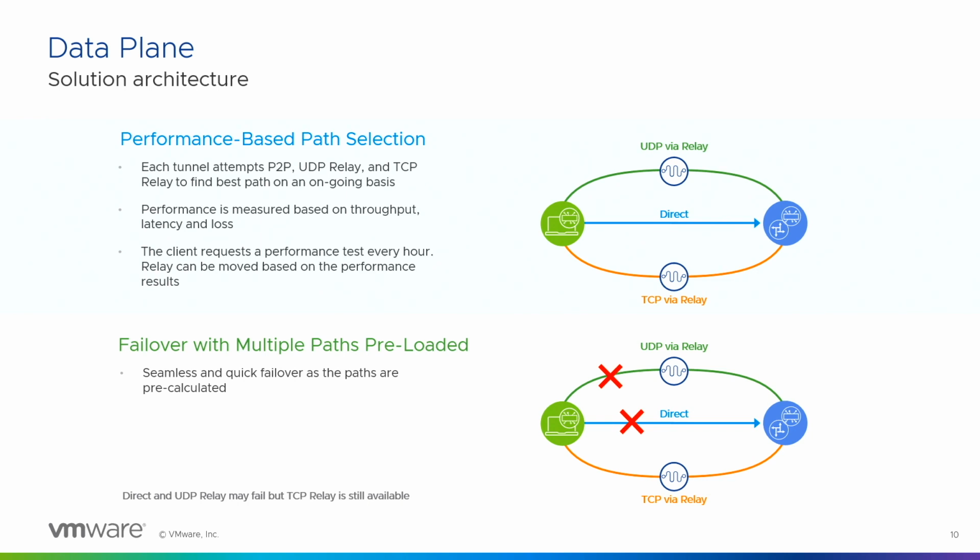other better performing relay. Then, if a path fails for some reason, the traffic is steered to the other paths in a matter of seconds, because these tunnels are pre-built and we don't have to wait for the tunnels to be established again.